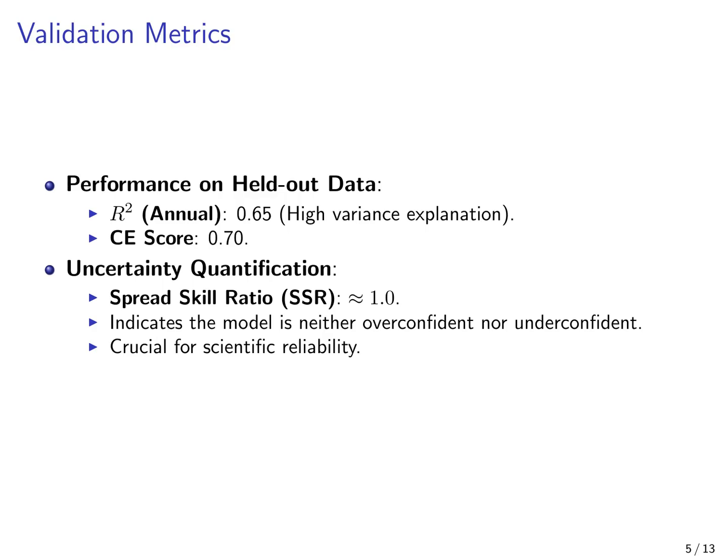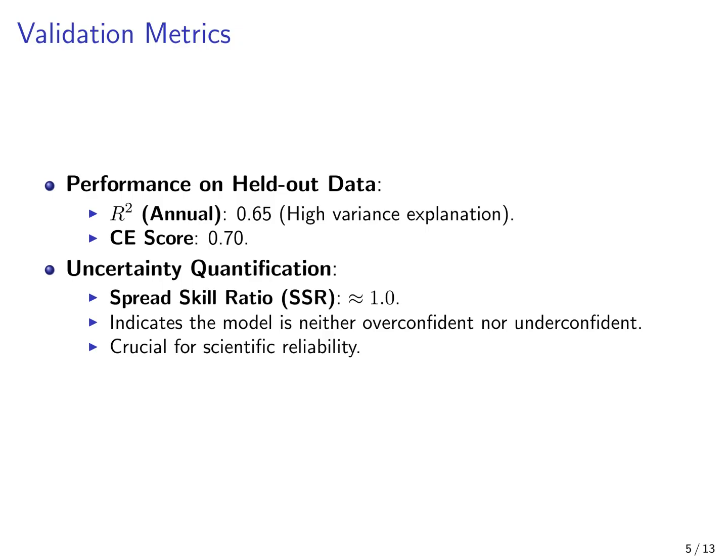Super slick. So, does it actually work? Well, yeah, it really does. They tested it on a held-out chunk of their synthetic data, and the skill scores look pretty solid. You can see the R-squared is 0.65 for annual data, so it's explaining a good chunk of the variance. The CE, which is a tougher metric, is up at 0.70.